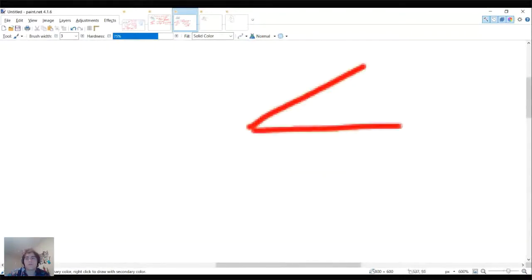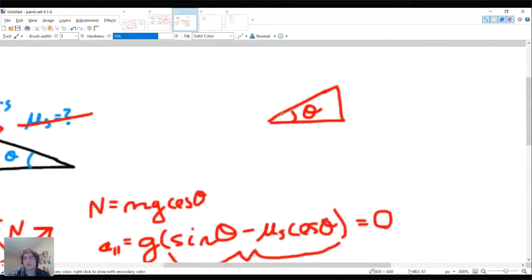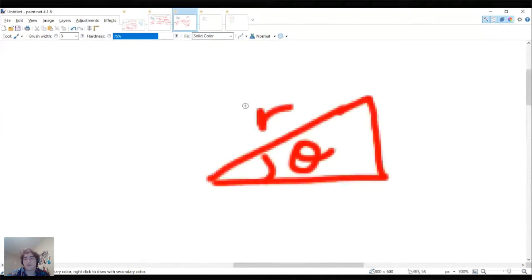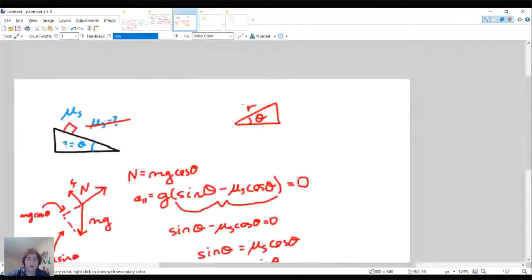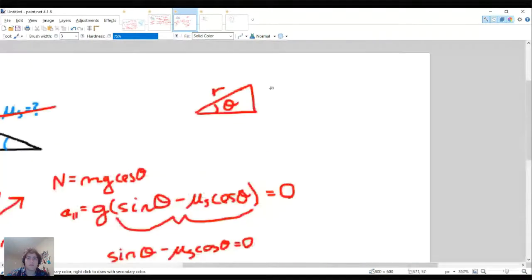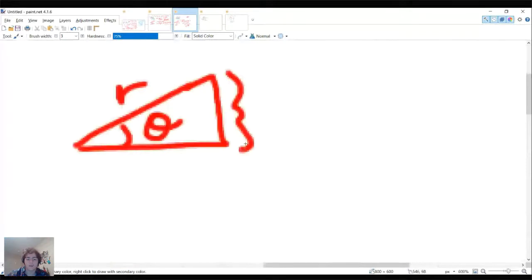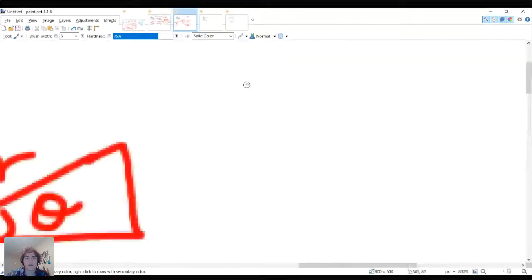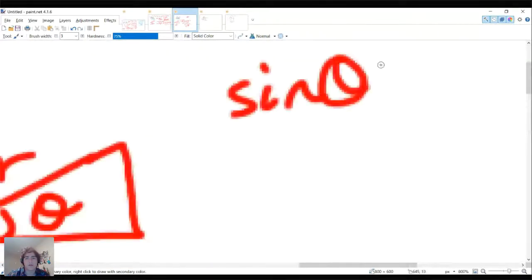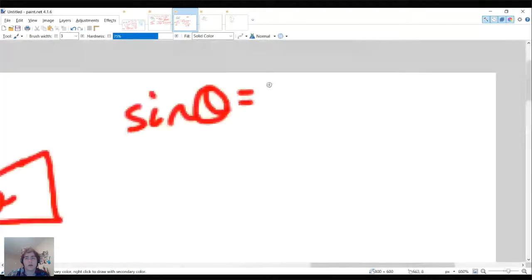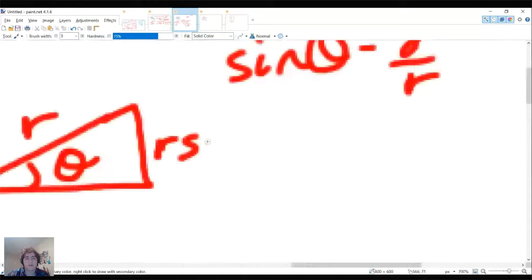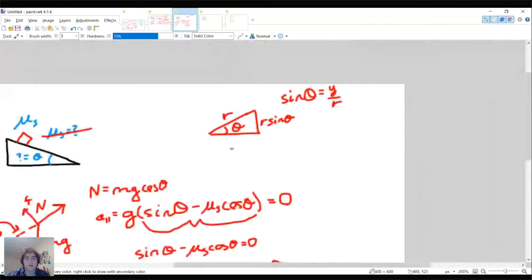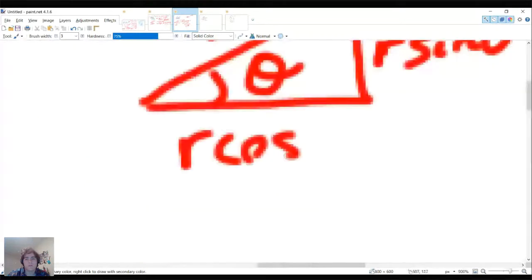So we have some angle theta and some hypotenuse r. We know this distance right here. Solving for this distance, we're going to use sine theta equals, we'll call it y, opposite over hypotenuse. So this is our sine theta, and this is our cosine theta.